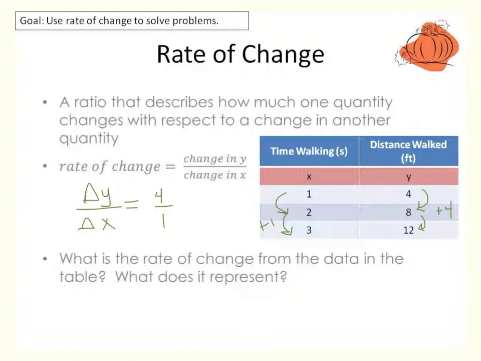You actually need to look at your units to figure out what this rate of change means. That would be feet on top. We walk 4 feet for every 1 second. So the question: what is the rate of change from the data in the table? It's 4 over 1, or just 4. And what does it represent? Hopefully you know that feet per second represents a speed. So 4 feet per second would represent the speed of the person.